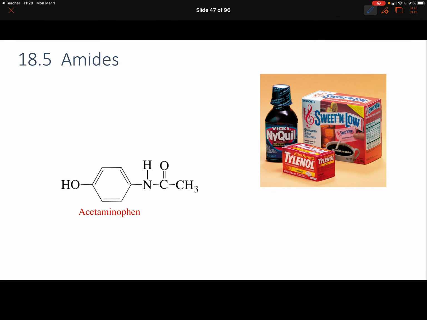All right. So let's talk about amides or amides, however you want to say that. I say amides because it's easier to hear the difference between amine and amide. So Tylenol, an aspirin substitute, contains acetaminophen. Acetaminophen is an amide. And the functional group for amides, again, is a C double bond O attached to a nitrogen.